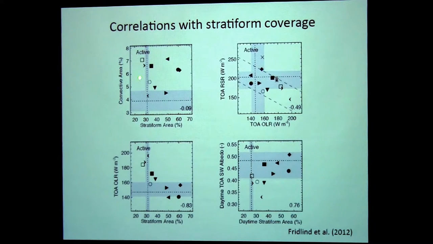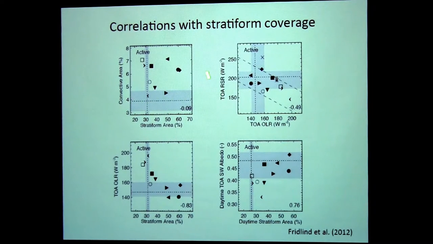Well, first of all, it's not correlated with the convective area. So the stratiform area, these are a bunch of different models here. This dashed line is the median, and I think it's the median and a standard deviation. It's been a while since I wrote this, or the mean and the standard deviation. Well, anyway, oh no, this is the uncertainty, that's what it is.